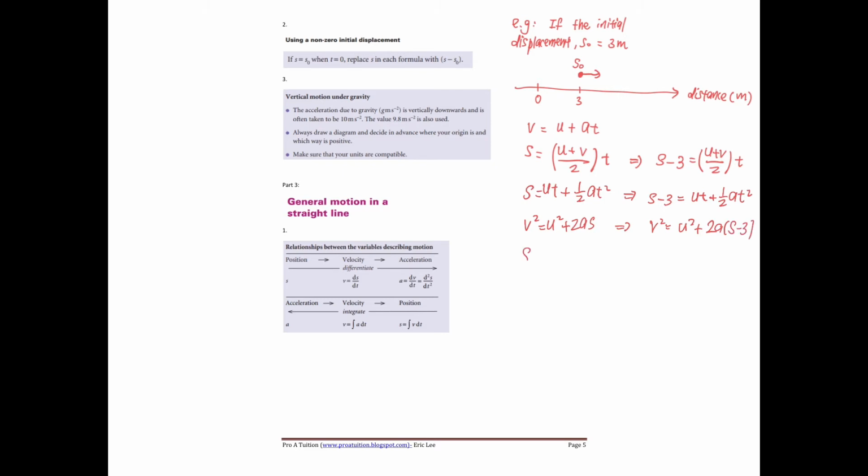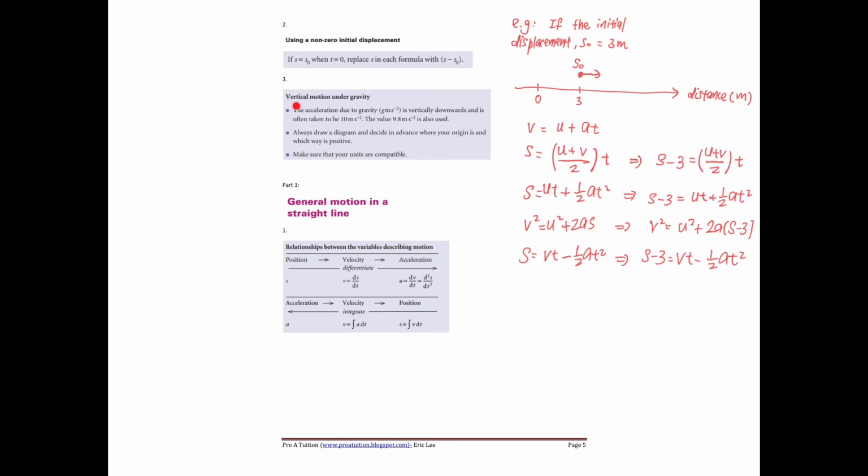And let's say the final one, S equal to VT minus half AT square. So it becomes S minus S0 equal to VT minus half AT square. So the formula changed accordingly. So now let's move on.